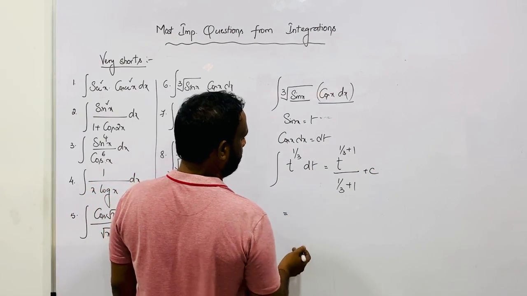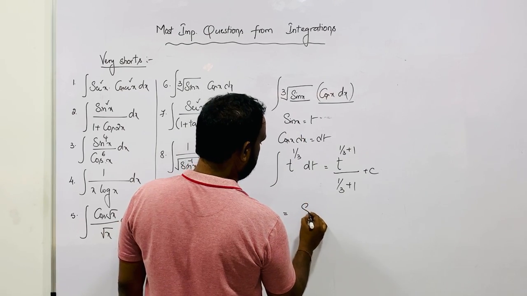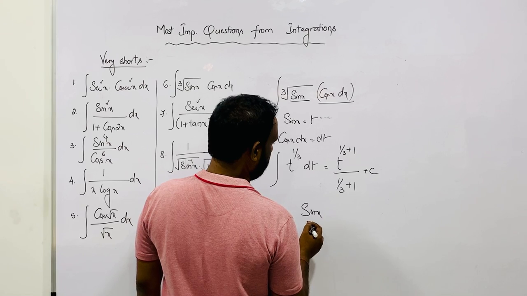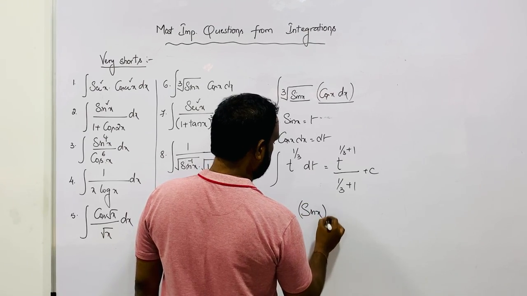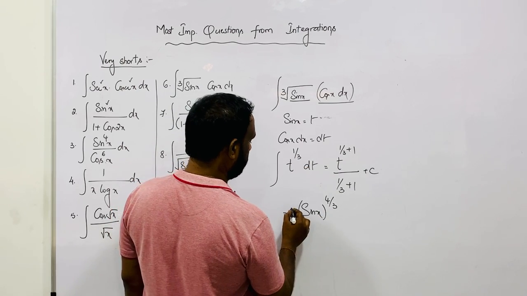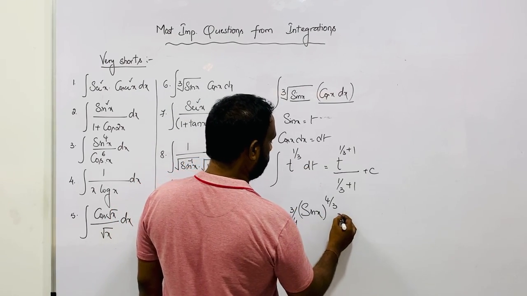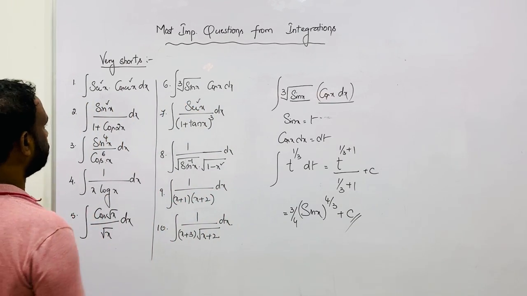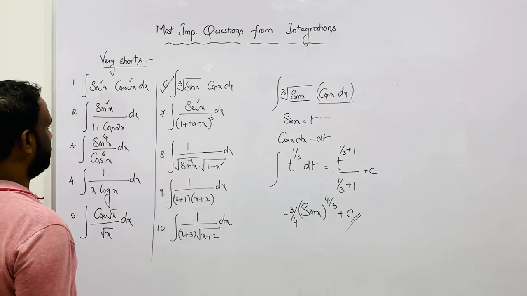Hence, the solution is, resubstitute the value of t, that is sin x. On taking the LCM you will get 4 by 3, and here it is also 4 by 3. When it comes to the numerator, it becomes 3 by 4, plus the constant of integration c. So, that is about the sixth problem.